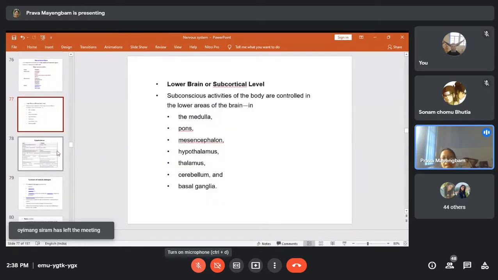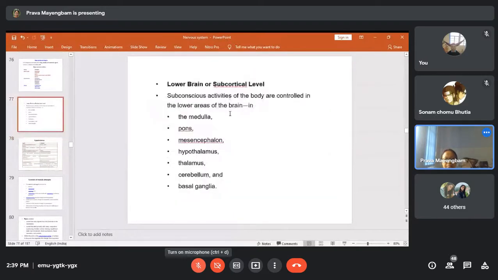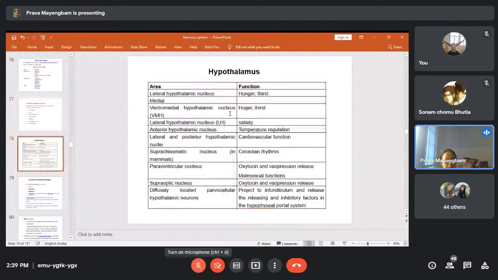And now the different portions of the hypothalamus. The hypothalamus has different locations, and the different locations have similar types of groups of neurons, and those groups of neurons have been termed a nucleus. Different nuclei are present in the hypothalamus. One is the lateral hypothalamic nucleus or medial hypothalamic nucleus. Then the ventromedial hypothalamic nucleus.